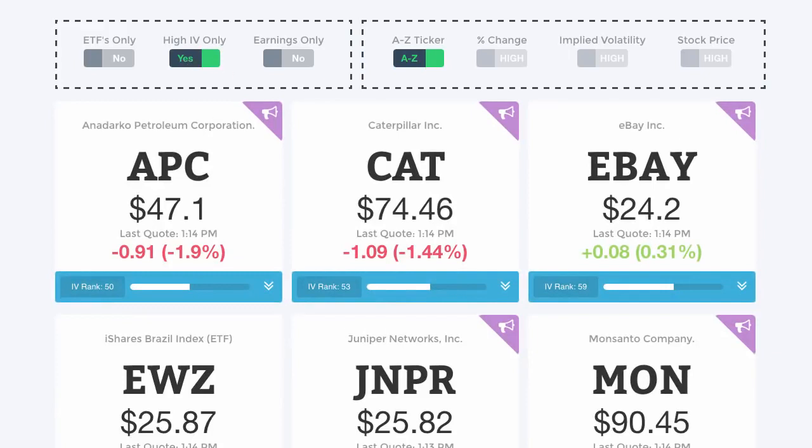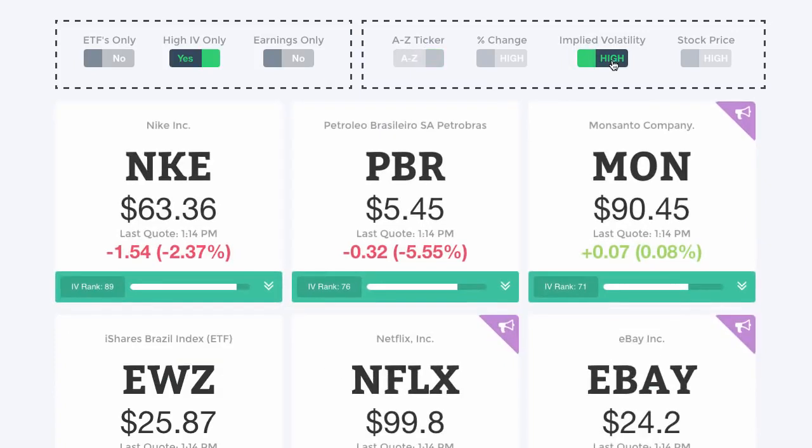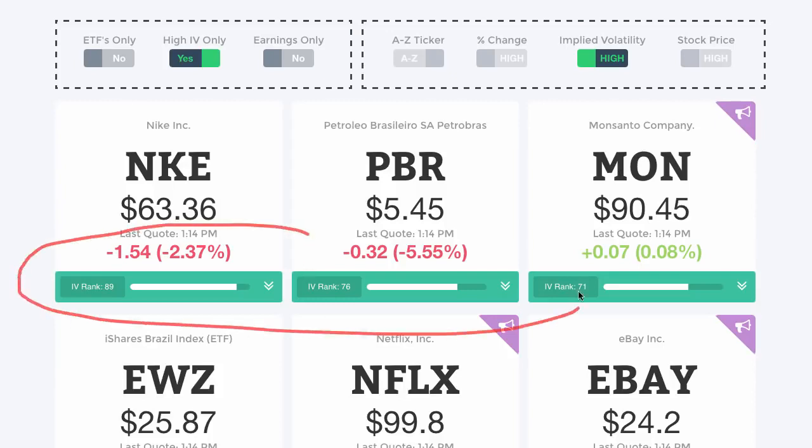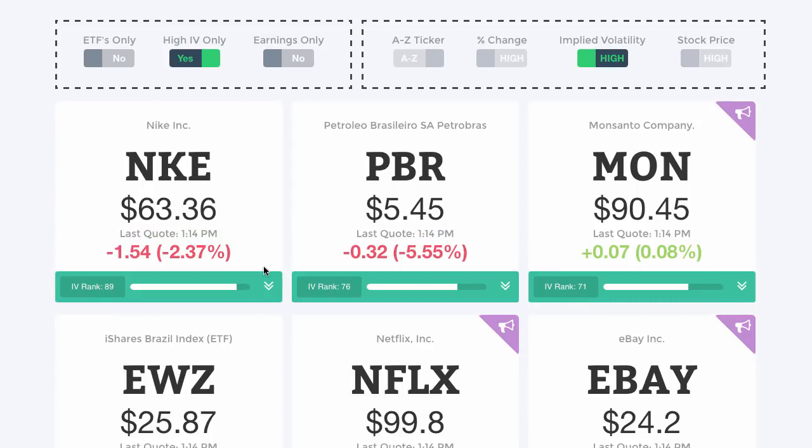So now you can start to narrow down the focus of everything that you're trading, and you can look at highest implied volatility stocks only. So anything with an IV rank over 50, you can then sort the list highest to lowest. So you can say, okay, look, Nike right now has the highest implied volatility of everything that we have. PBR has the second highest, MON, et cetera, et cetera. Now you can choose to trade these low-hanging fruit strategy or stocks first. So it makes the entire scanning process so much easier.